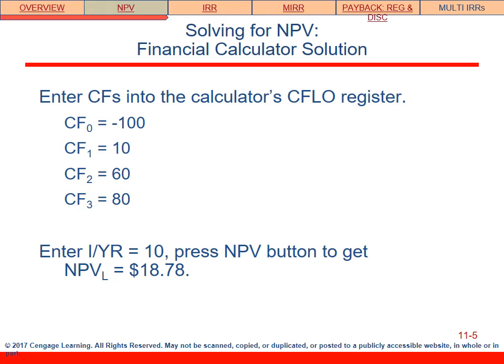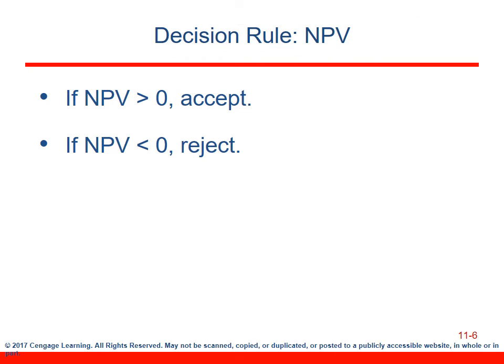So once you calculate net present value, obviously you're coming up with a value, a dollar amount. We're going to need a decision rule. So the decision rule for net present value is if a project has a net present value greater than 0, we can accept that project. If a project has a negative net present value, that is, it's less than 0, we reject.